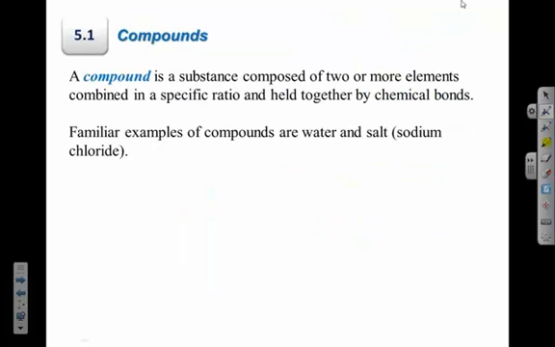So we need to cover a couple sections here in Chapter 5 before we can work on the lab. So Chapter 5, we're going to start talking more about compounds. Okay, so far we've been mostly focused on individual atoms.